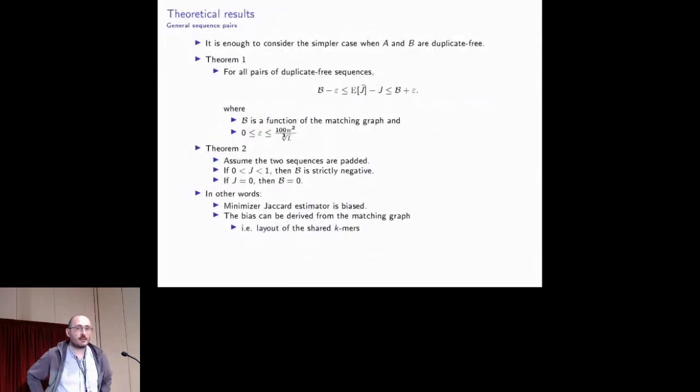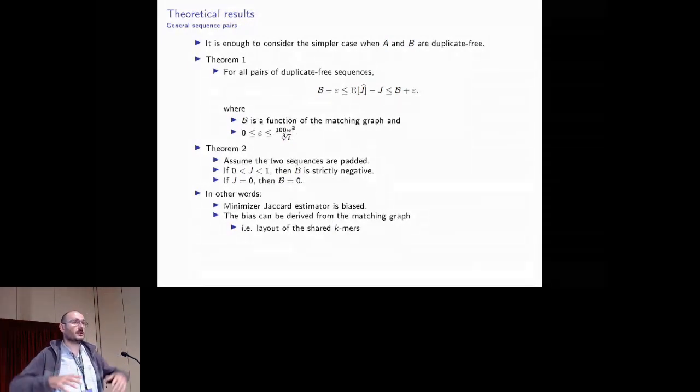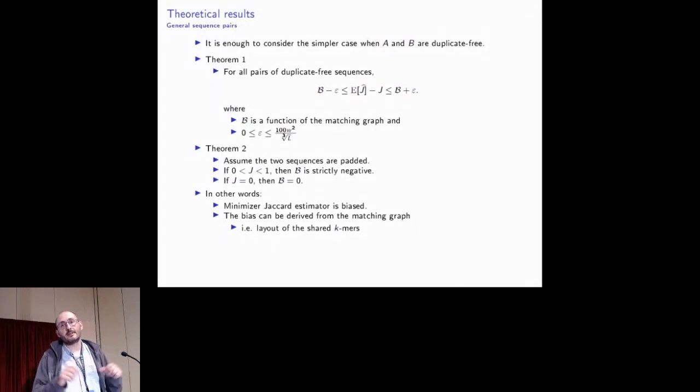Okay, so let me now state the theoretical results. The first thing that's important to observe is that if we show that, considering only A and B, the two sequences, each not having any duplicates, there's bias in that scenario, it already shows that there's bias for the bigger family of sequences that do have duplicates. So it's enough for us to show bias in these duplicate-free cases. Now, I should say duplicate-free means A does not have any duplicates, B does not have any duplicates, but of course they do share k-mers.